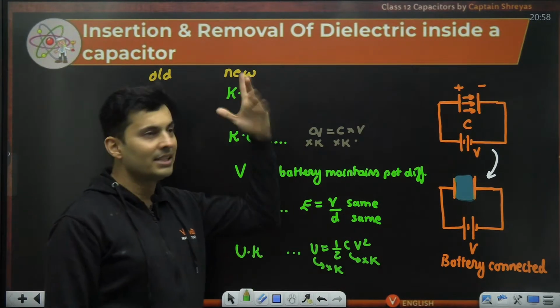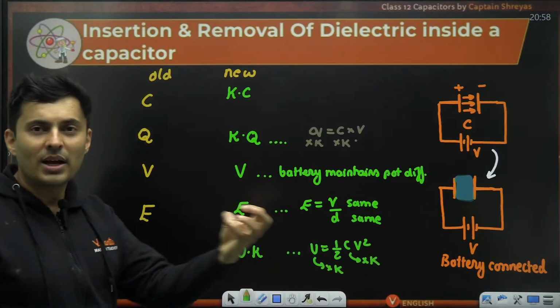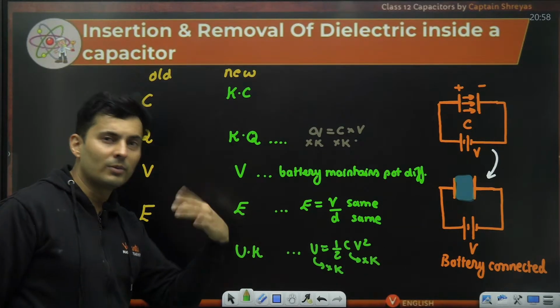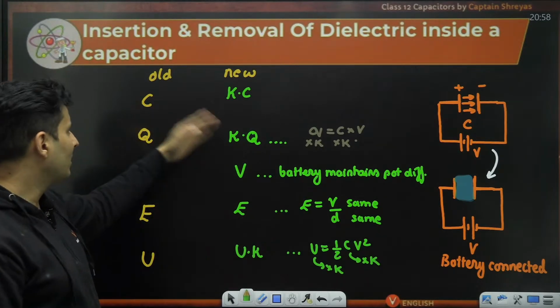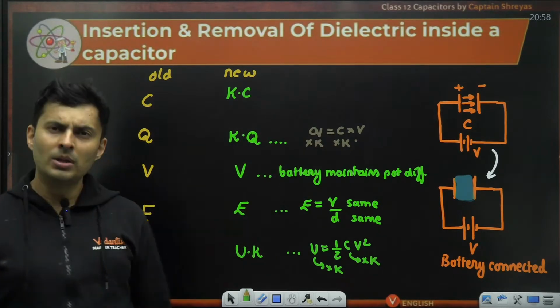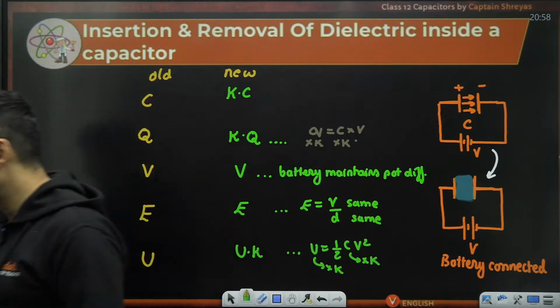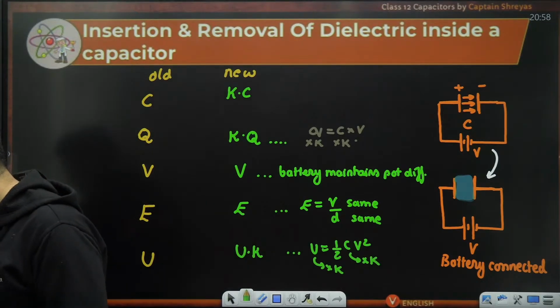So capacitance will change K times. So accordingly, you can adjust and manipulate what will happen to it. For field, use voltage by distance, and for the rest of the things, use Q is equal to CV. Is this absolutely clear? Okay.